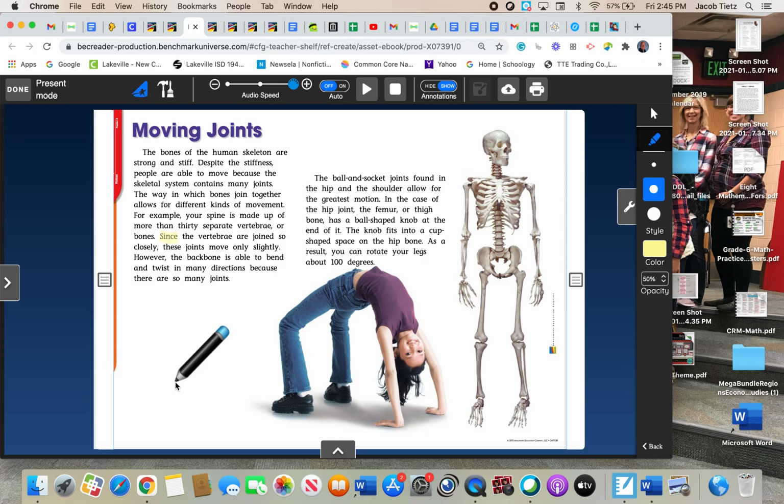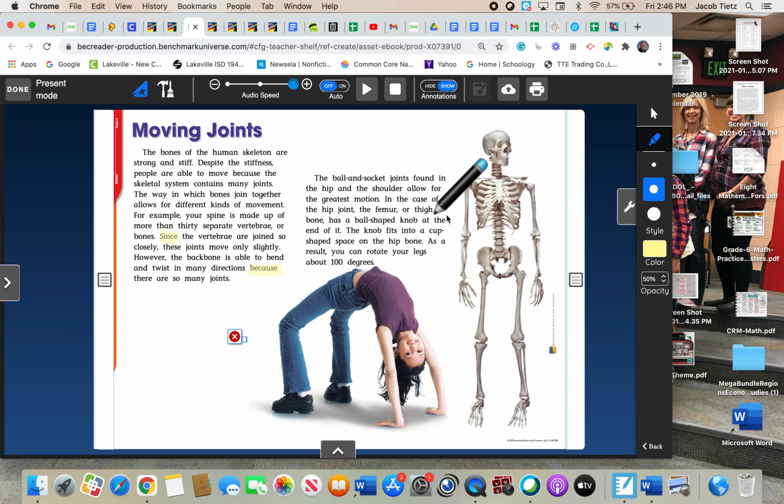Since the vertebrae are joined so closely, these joints move only slightly. However, the backbone is able to bend and twist in many directions because there are so many joints. And there's another signal word. Because. Okay.